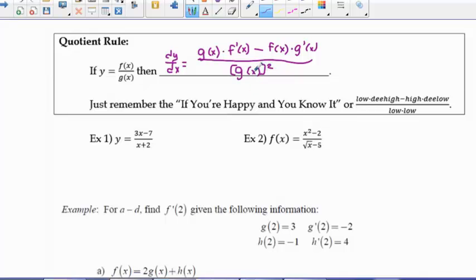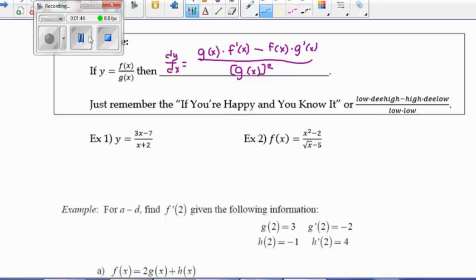So it's not as fun, but it's a little bit faster to sing. So yeah, that's our fun sung quotient rule.